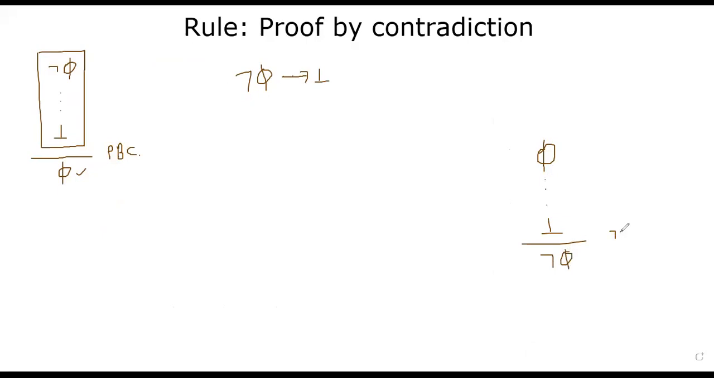You remember the rule not introduction. So if you look at the position of not, the not is part of the conclusion here in the not introduction rule. But here, the not is part of the premise. So that's the difference between proof by contradiction and not introduction from a structural point of view.